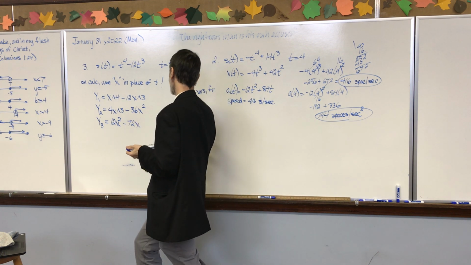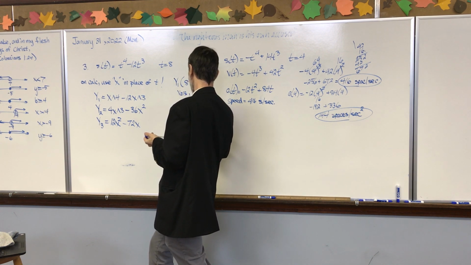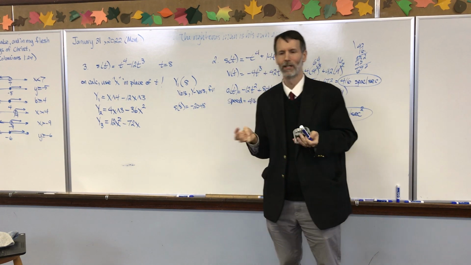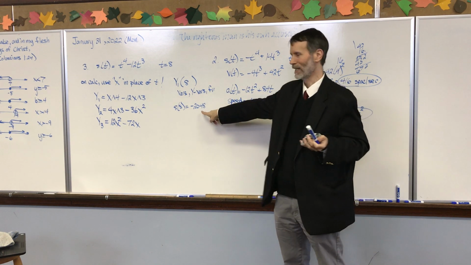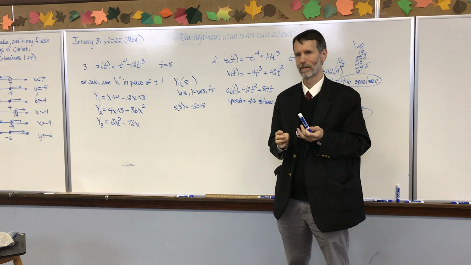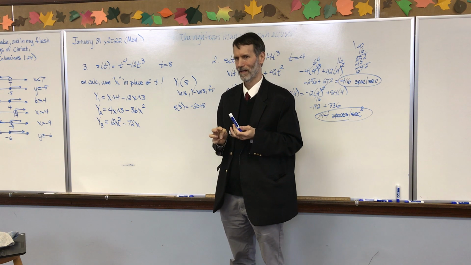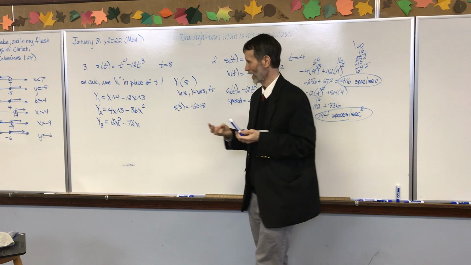Negative 2048. That's the position. So S of 8 is negative 2048. Can somebody tell me what that means in the physical world? You're on a number line and there's a particle moving along the x-axis. What does that mean? Max? What does this mean in the physical world, on a number line? Okay, what does S of t mean?